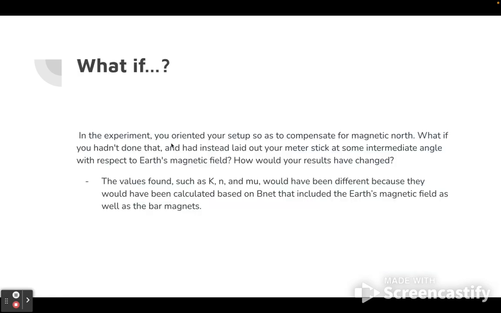So what if, in the experiment, you oriented your setups so as to compensate for the magnetic north? What if you hadn't done that? The values that we found, such as K, N, and mu, would have been different because they would have been calculated based on Bnet that included the Earth's magnetic field as well as the bar magnet. So basically, instead of just compensating for the one magnetic field that we need, we would have included an extra magnetic field.